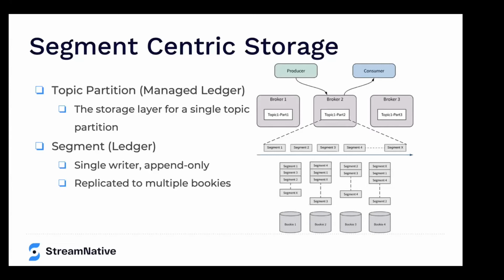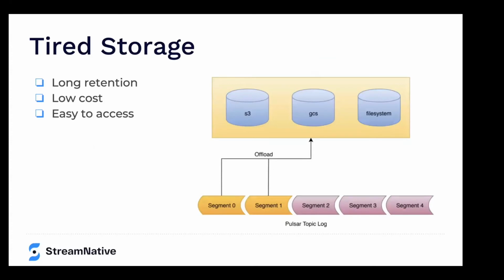If we look at the graph on the right side, you will see that for topic 1, partition 2, we have many segments, like segment 1 and 2. As time goes by, each of the segments is stored with multiple replicas in the underlying bookie nodes. With this segment-centric storage, we are able to provide the segment APIs above.